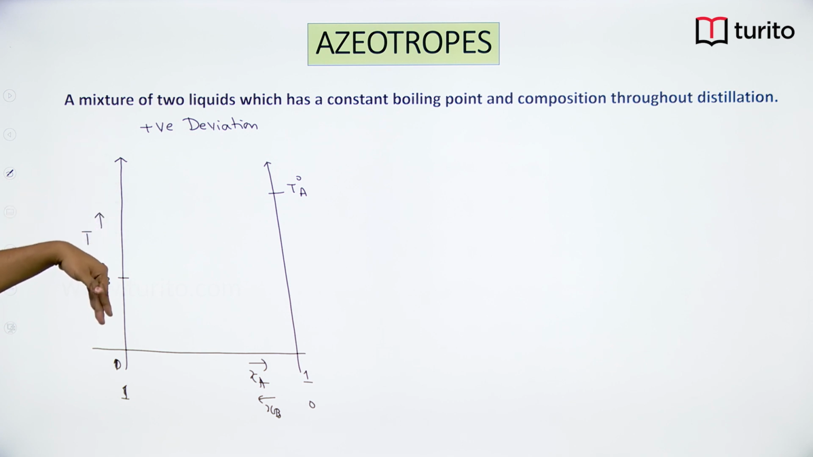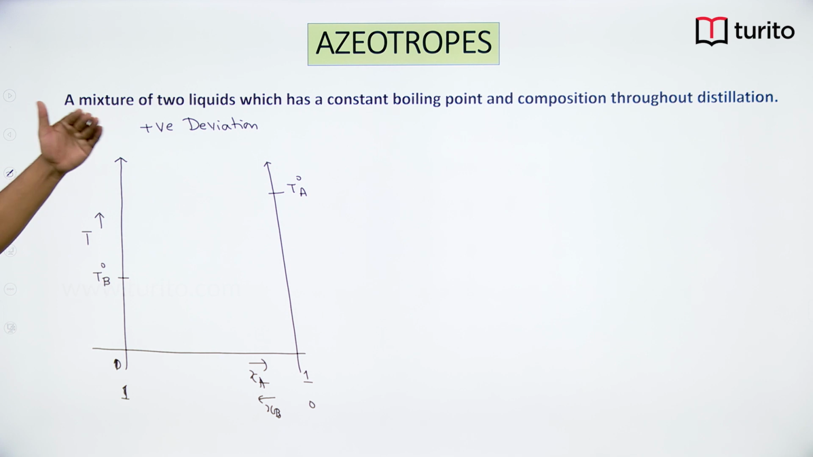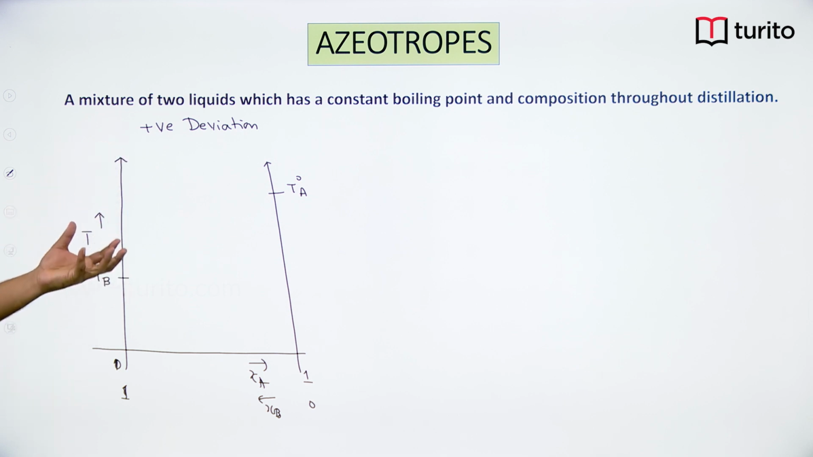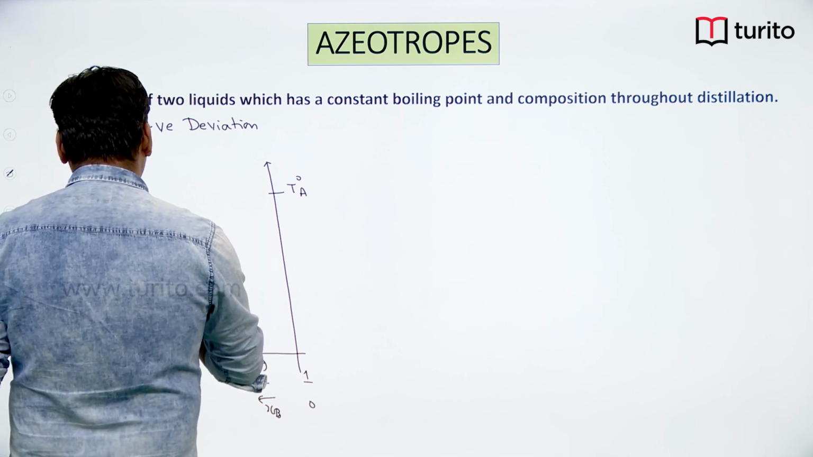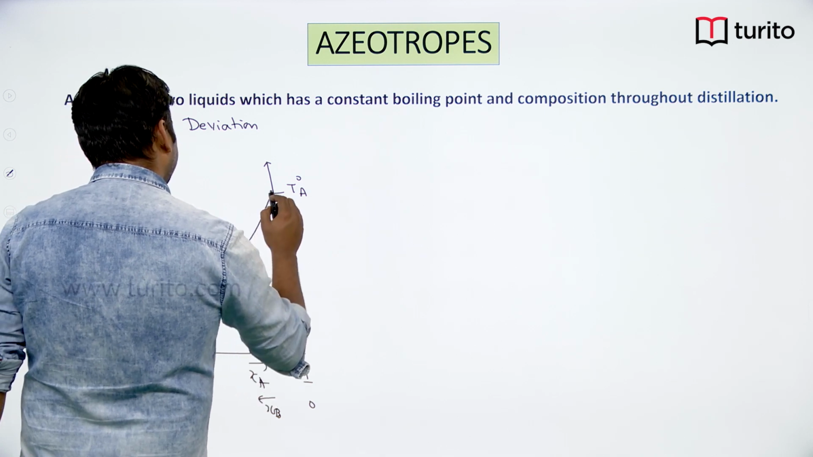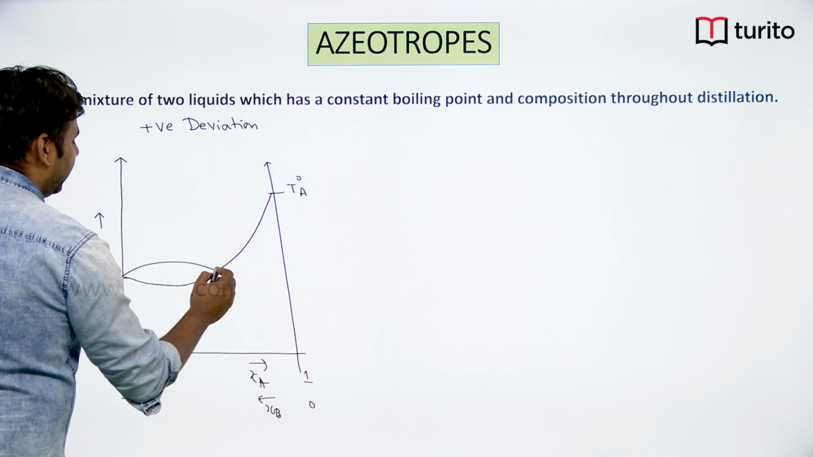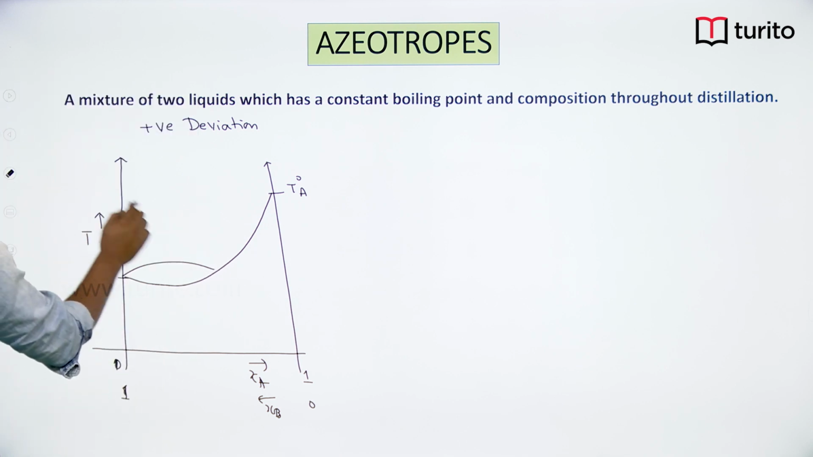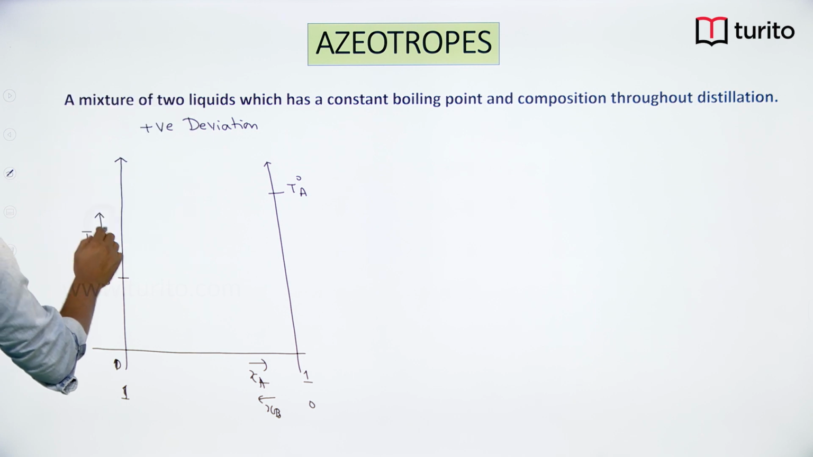So because in positive deviation there is a maxima in the pressure, there would be a minima in the temperature, because the more the vapor pressure, the more easily the liquid can convert into vapor. So the boiling point is less. If vapor pressure is less, it requires a lot of heating, that means boiling point is more, so that the vapor pressure becomes equal to the atmospheric pressure. So if vapor pressure is more, the boiling point would be less. So there would be a minima in the composition versus temperature graph. Let me draw something like this.